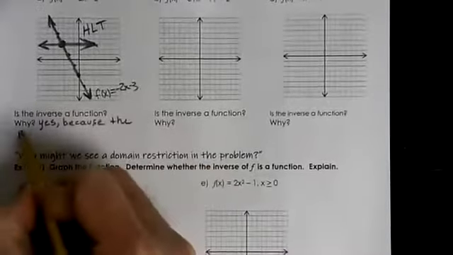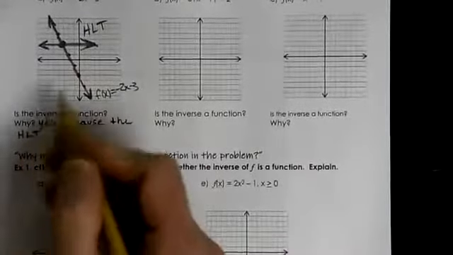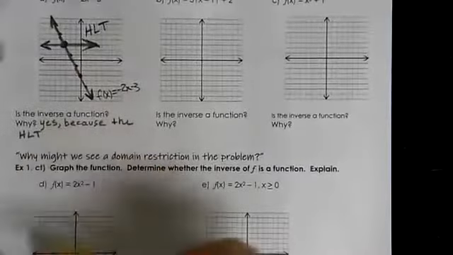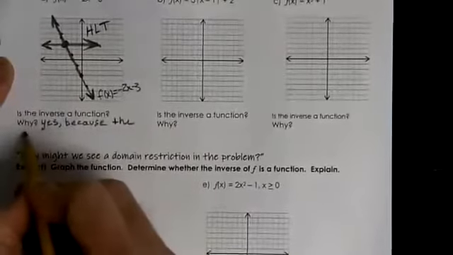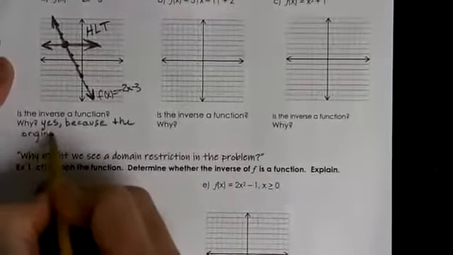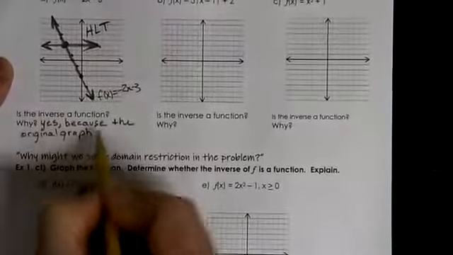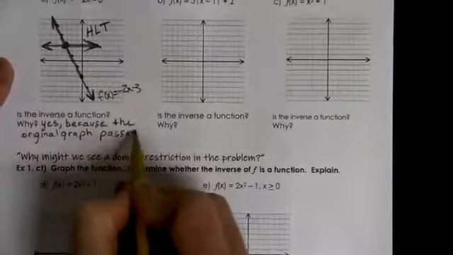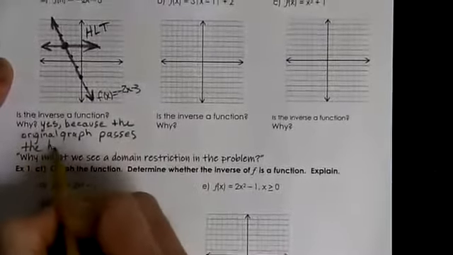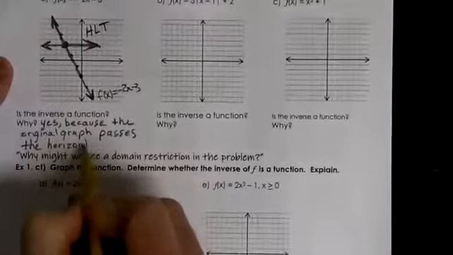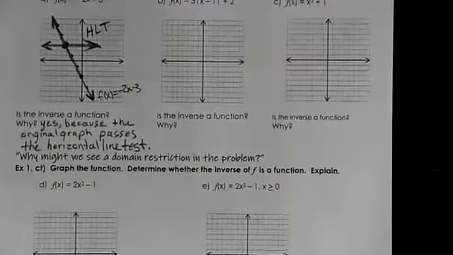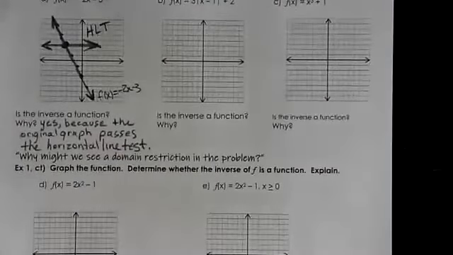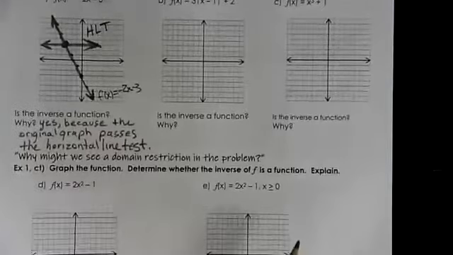Because the horizontal line test, I'm sorry, the original, let's say that, the original graph passes the horizontal line test. Because it only crossed it once, that horizontal line passes the test. So yes, the inverse is a function.